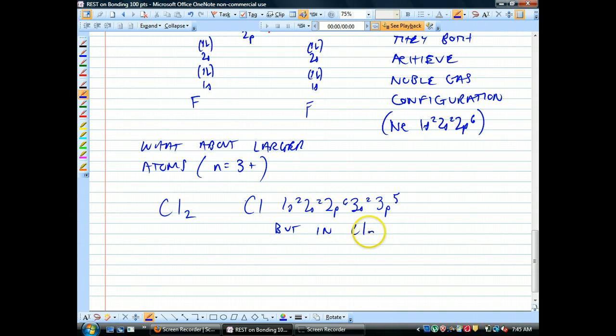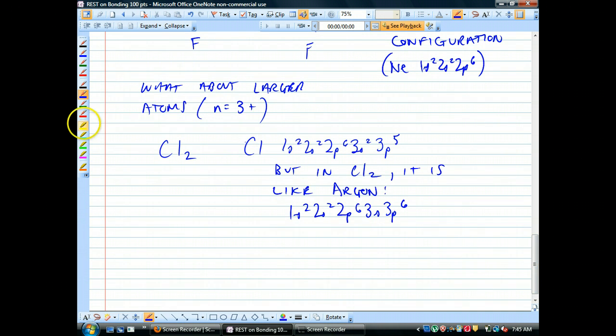But in Cl2, it is like argon, which is 1s2, 2s2, 2p6, 3s2, 3p6. Because what it does is it shares one of its electrons, and so it gets to have the benefit of an electron of another chlorine atom.